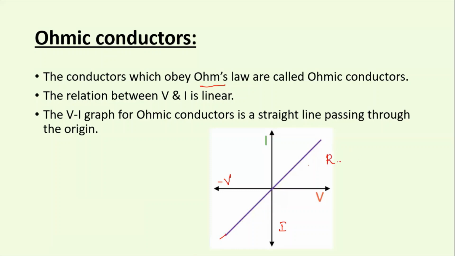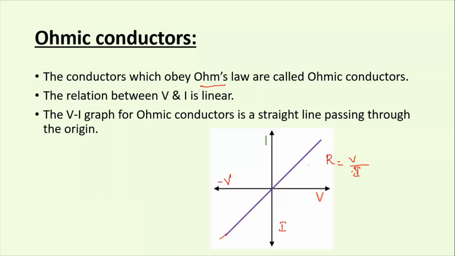So from this, R is independent of the current through the conductor. R is equal to V by I. This R will always be what? Constant. These types of conductors are called ohmic conductors. Okay, generally what we have seen so far, theoretical and experimental observations will prove this.